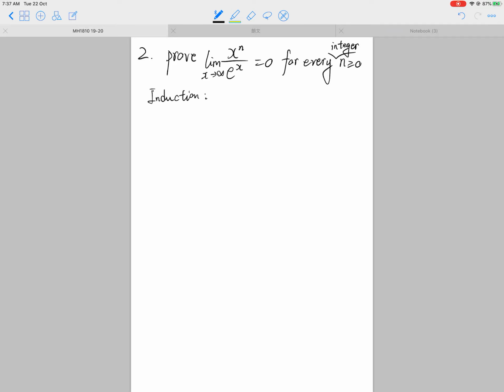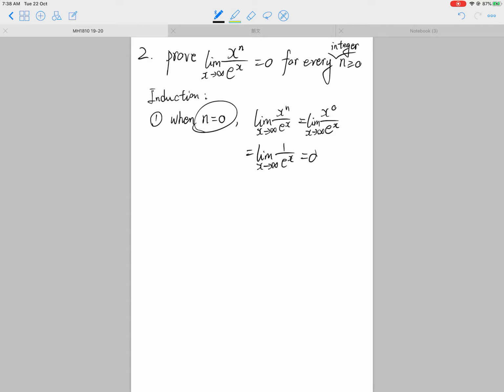Induction is for you to prove, first step, when n is at the starting point, it's true. When n is 0, it is true, right? When n is 0, this limit is just x to the power of 0 over e to the power of x. Then this part is 1, so it's just the limit of 1 over e to the power of x. X is approaching infinity, it is 0, right? When n is 0, it is true.